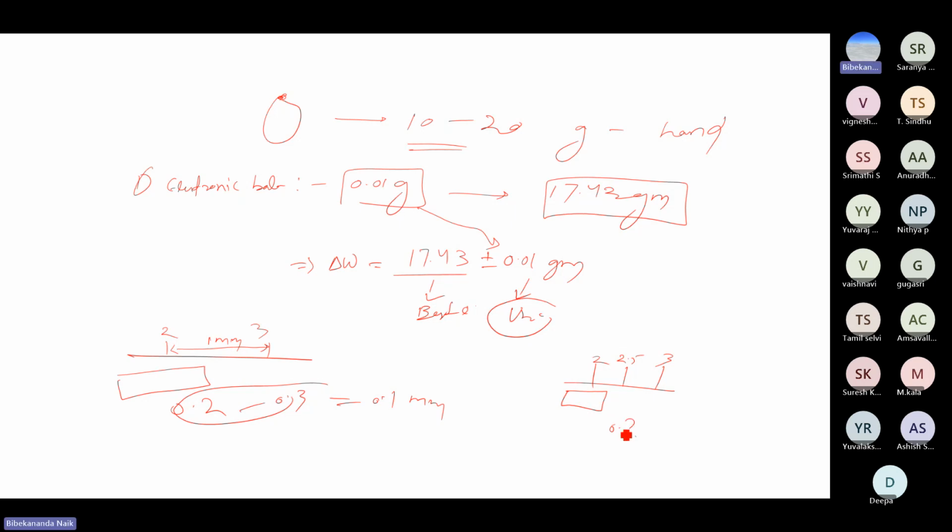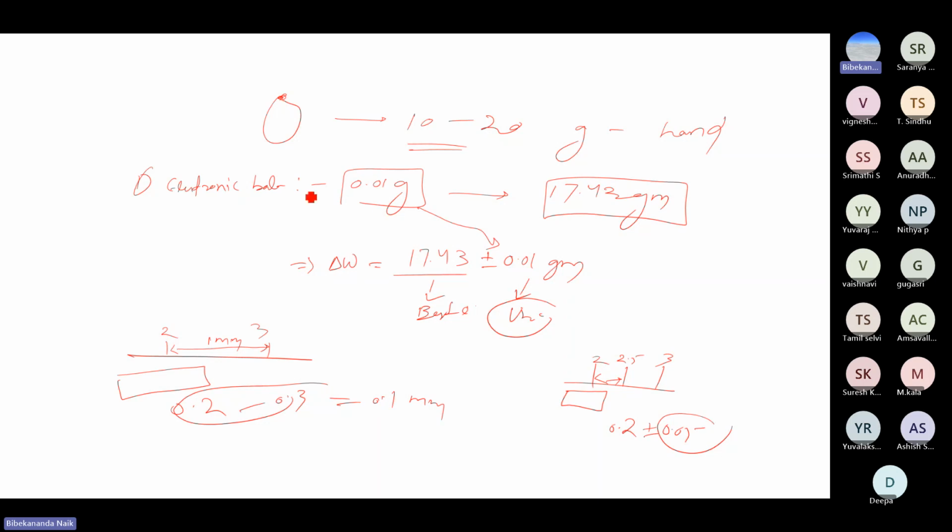Suppose it is 0.2 plus or minus 0.1, but we will write it 0.05. Since the least count here is 0.05 millimeter, the uncertainty is reduced. Now let's talk about the actual thing we are talking about. So it is 17.43 gram.